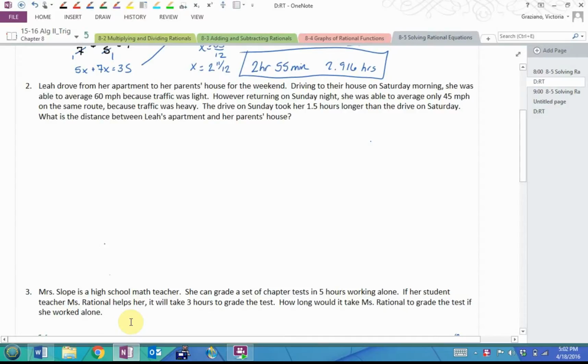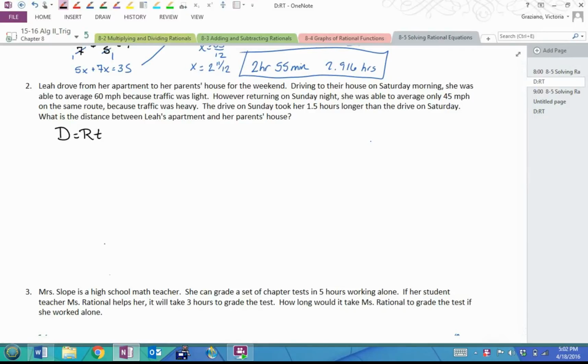Okay, so this time we're going to talk about some classic distance problems. So remember, this goes back to the whole distance equals rate times time. So it's the same idea, but this time they're pretty classic in terms of distance.